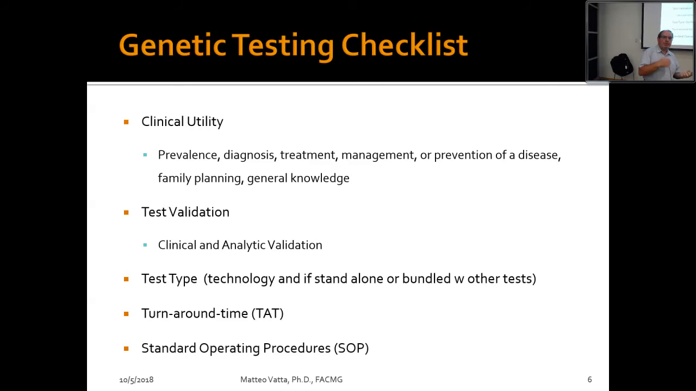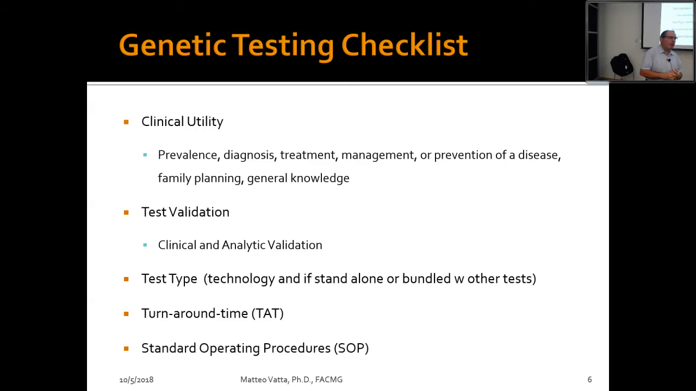change in treatment, management, or prevention of the disease itself, or just the ability to provide family planning tools, and/or to provide just general knowledge. For instance, progeria, which is an early aging disease, is very uncommon. If I remember off the top of my head, I think the prevalence is 1 in 5 million. So obviously, it will not have a huge impact on the overall health of the population, but it will increase knowledge.